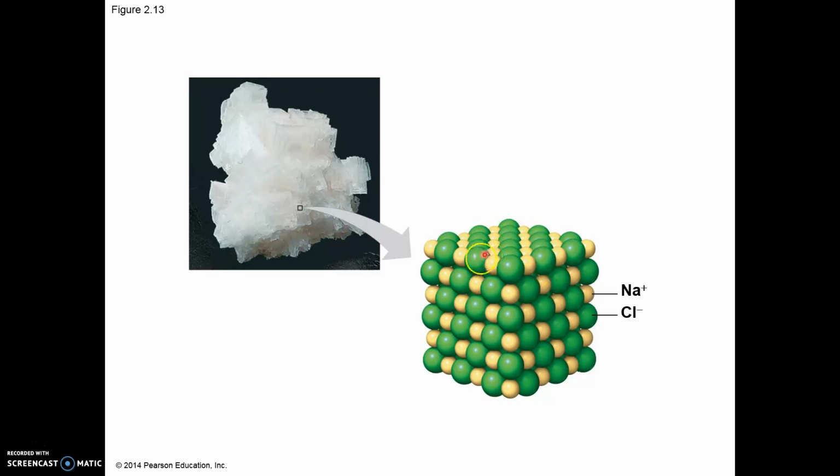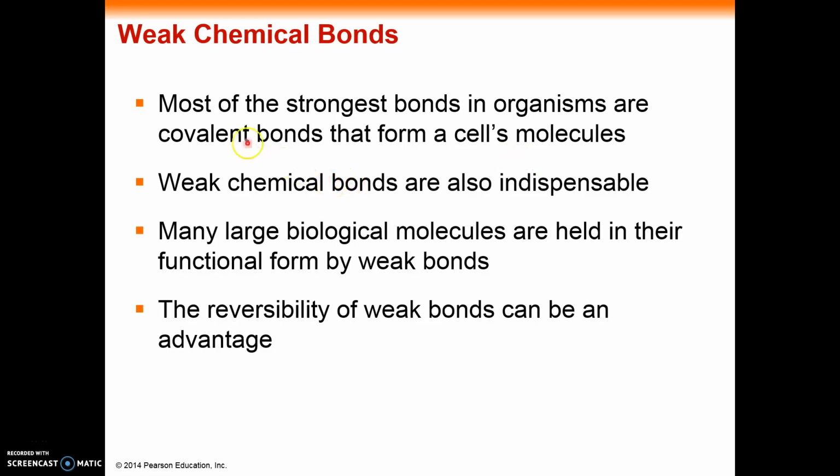Now, in addition to these strong chemical bonds, covalent and ionic, we also have weak chemical bonds. Okay, and I'm going to start to dive into weak chemical bonds, but we will be coming back to the idea of weak chemical bonds again and again. Okay, the reason why we'll be coming back to it over and over again is while the strongest bonds in an organism are covalent, weak chemical bonds are indispensable. So many of the large biological molecules, which by definition are held together by covalent bonds, are held in their functional form by weak bonds.